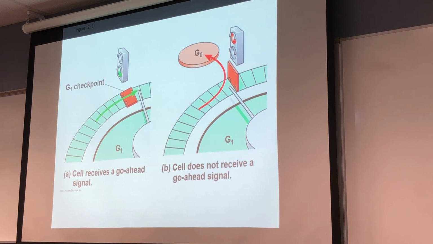So that is the G1 checkpoint. The cell receives the go-ahead signal, it will go and divide, more than likely. If the cell does not receive the go-ahead signal, then it will exit the cell cycle and go to the G0 phase, quiescent state. Okay.